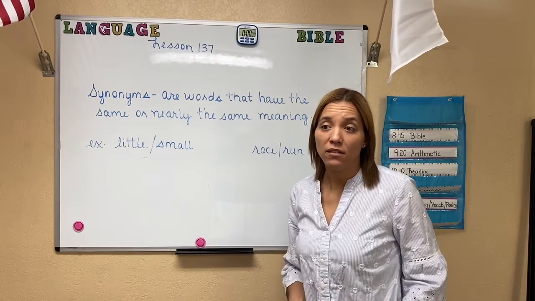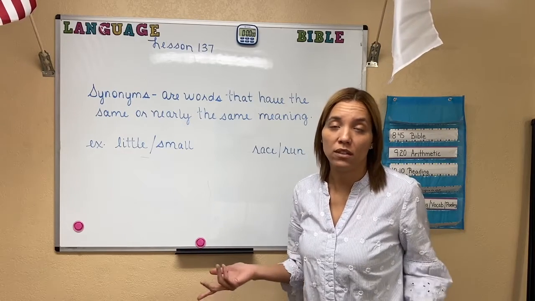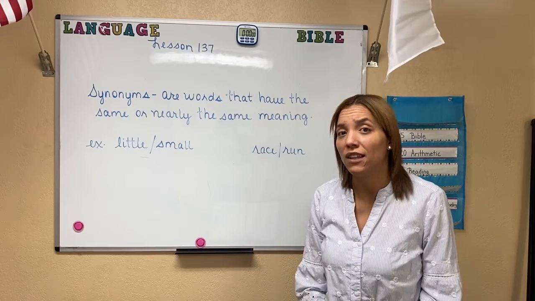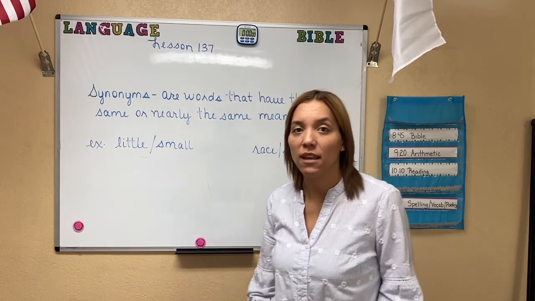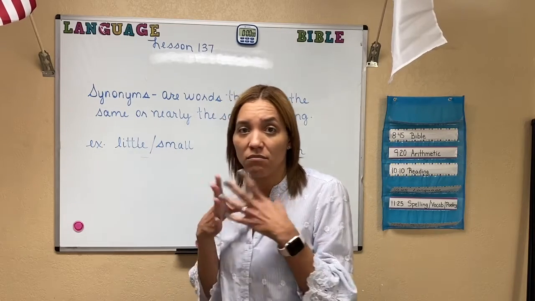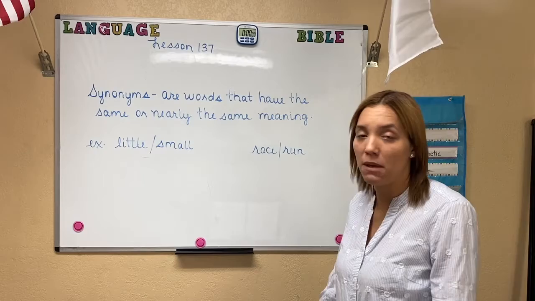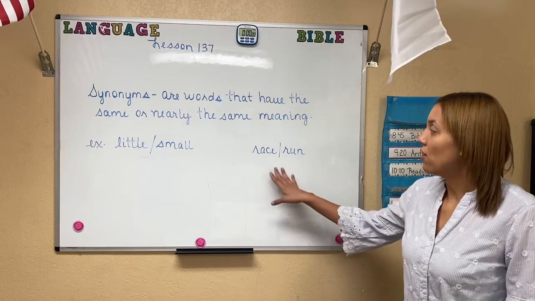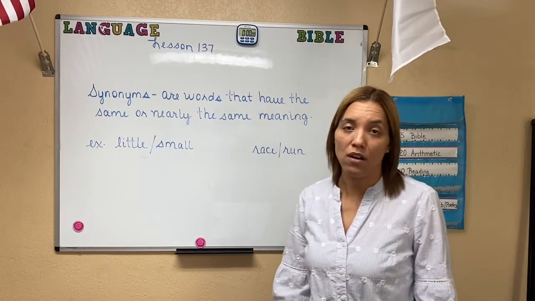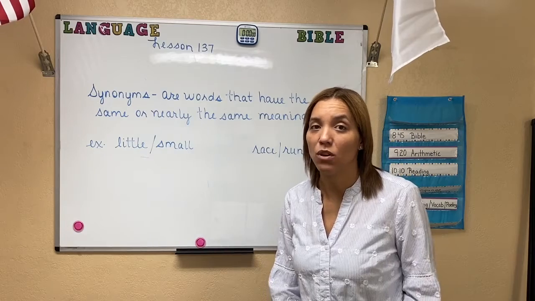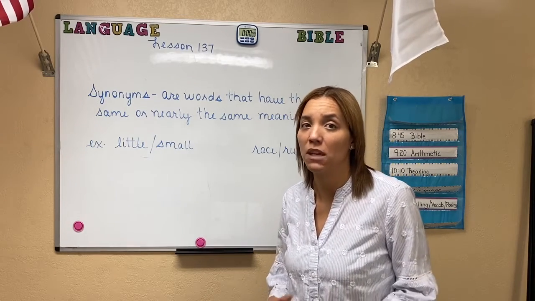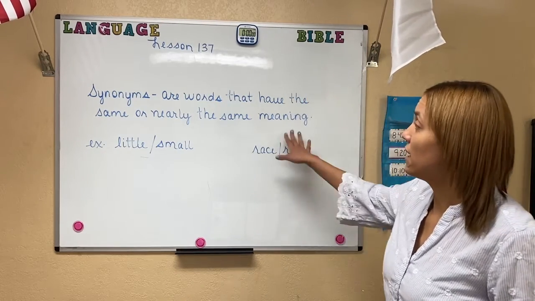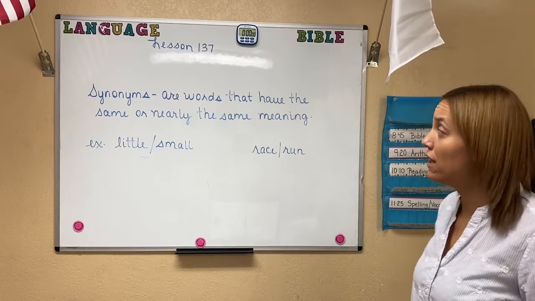When we're describing someone or something, if we take the example of a dog, we could say that dog is little, or we could say that dog is small. We're meaning the same thing, that the size of the dog is small, it's little. So they mean the same thing. We could use either or. This other example, race and run, they basically mean the same thing. We're going for a run. Let's do a race, meaning that we're going to run. So they're both synonyms, words that, like I said here, have the same or nearly the same meaning.